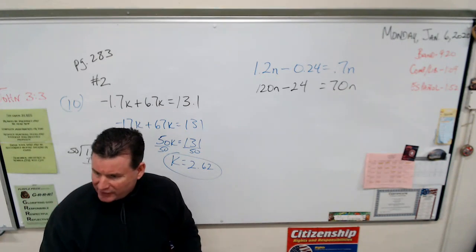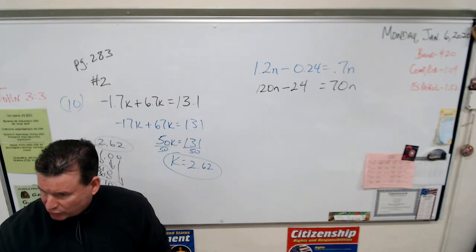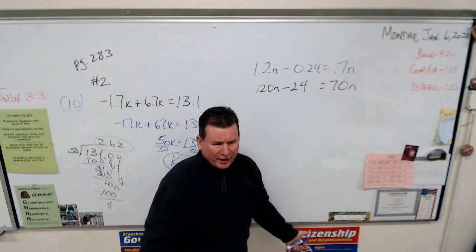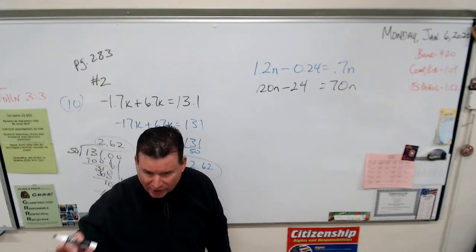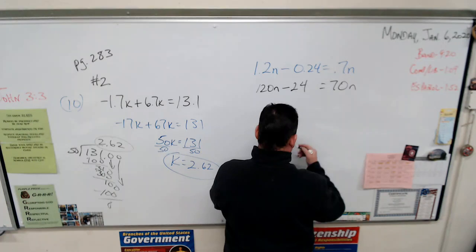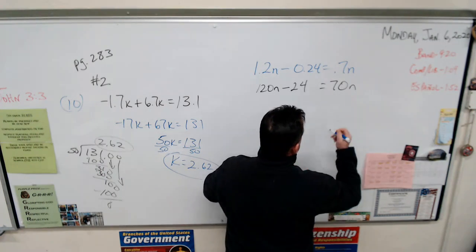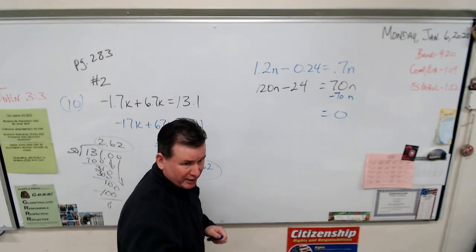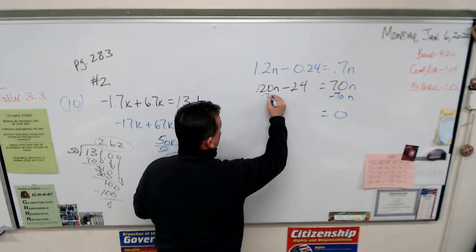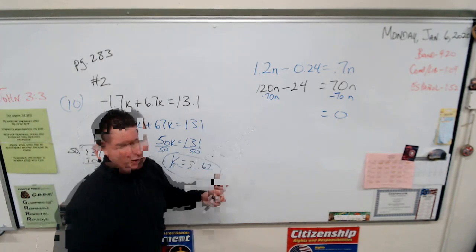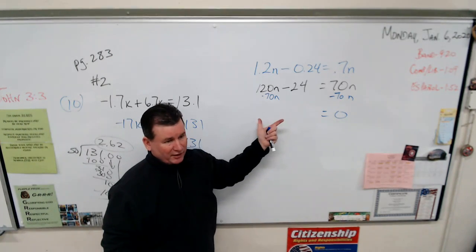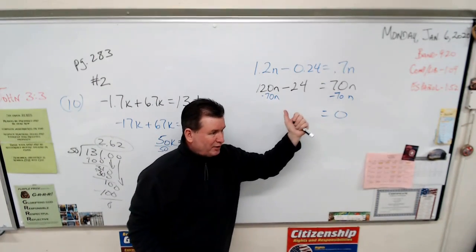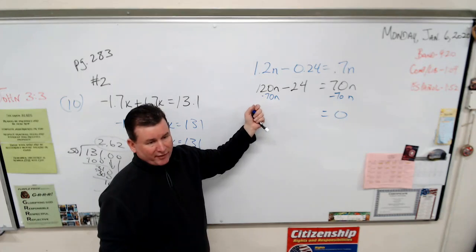No, not divide by 70n. That's going to give me 1. Listen, that's a good try. But if I divide by 70n, what am I going to have over here? I'm going to have 1. That's not going to really help me. I'm going to subtract 70n. Watch. If I get rid of the 70n over here, that leaves me with 0. And if I subtract 70n over here, stop right there. What have I done? I've done what I've always done. I've treated both sides the same. I subtracted 70n on this side of the equal sign, and I'm subtracting 70n over here.